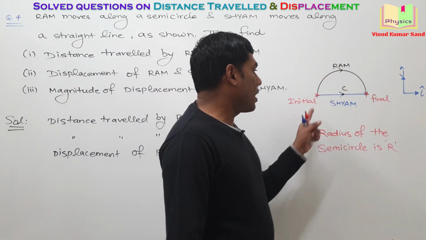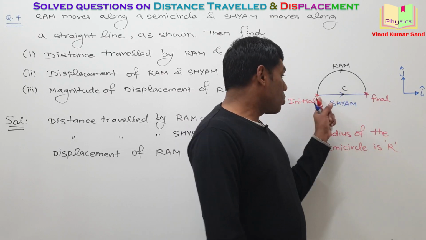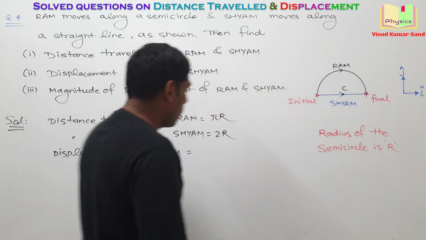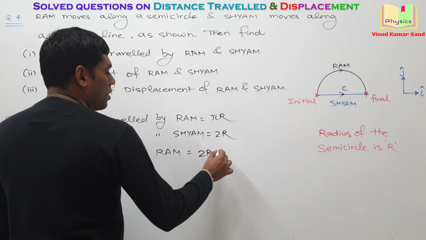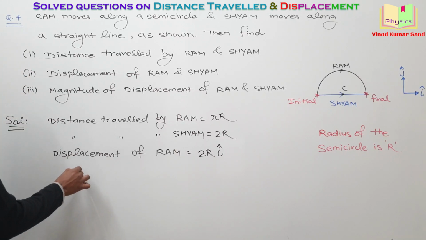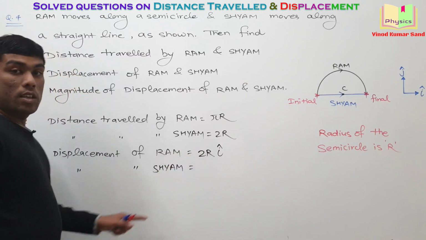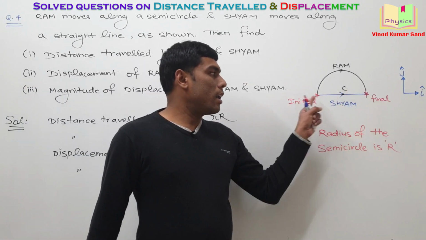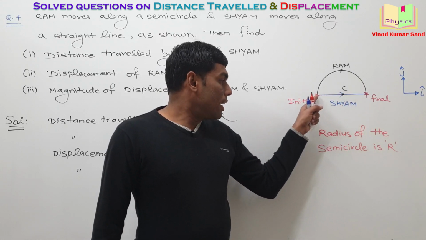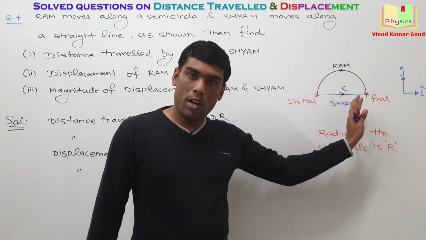Displacement is a vector which is directed from initial to final position. So that vector will have the magnitude 2r and the direction will be along i cap. So this is the displacement of the Ram. Then the displacement of Shyam is also 2r i cap. For Shyam, this is initial position, this is final position, and displacement vector is directed from the initial towards the final position.